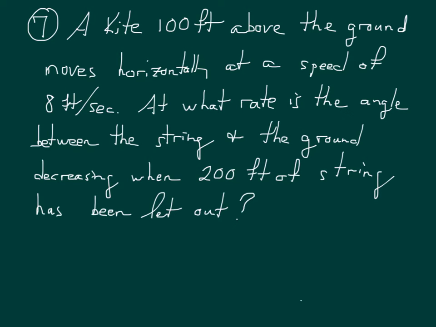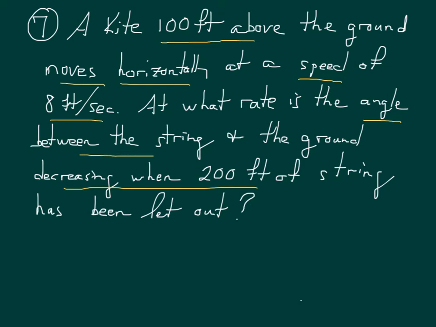And then we should probably underline the bits that seem to be most important. In particular, this kite sits 100 feet above the ground, and it's moving horizontally at a speed of 8 feet per second. All right, and the question is, at what rate is the angle between the string and the ground decreasing when 200 feet of string has been let out?